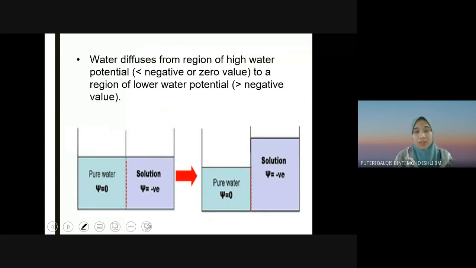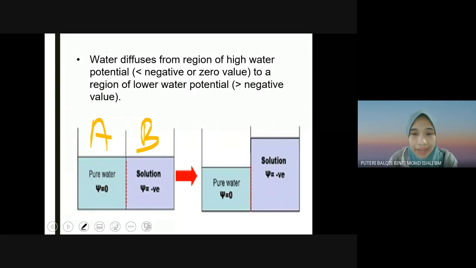Katakanlah, okay, back to our definition, osmosis is the movement of water molecules from higher water potential to lower water potential. So I have beaker A and beaker B. Beaker A, the water potential is 0, because it is pure water. Beaker B, it is some solution, and the water potential is negative.